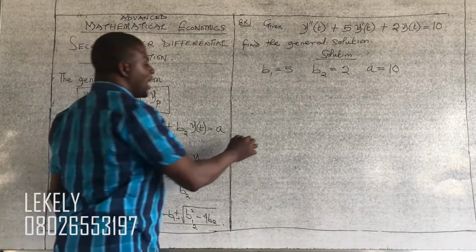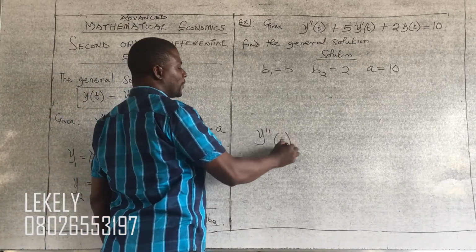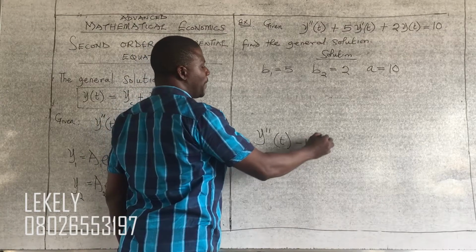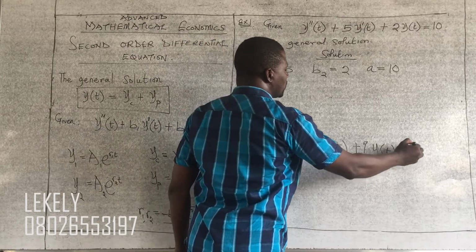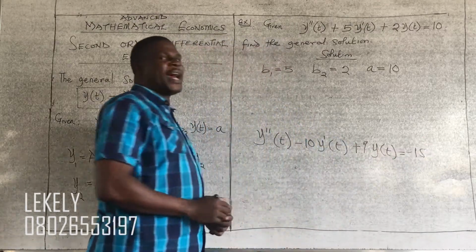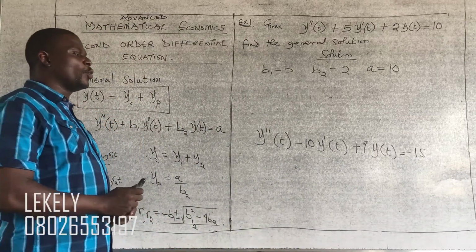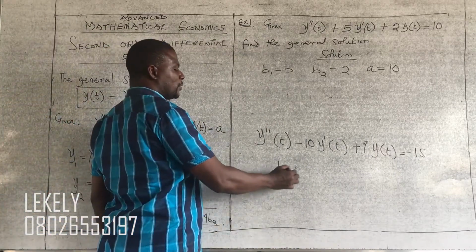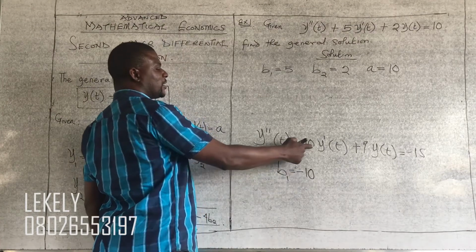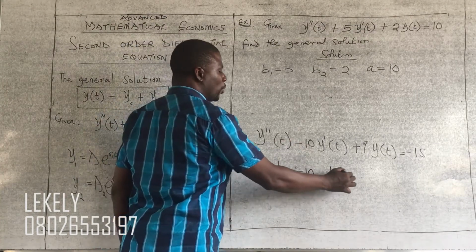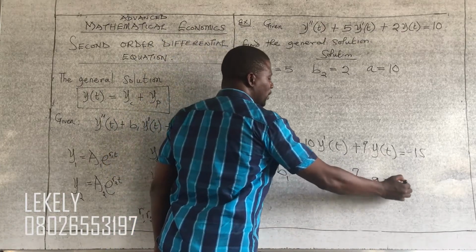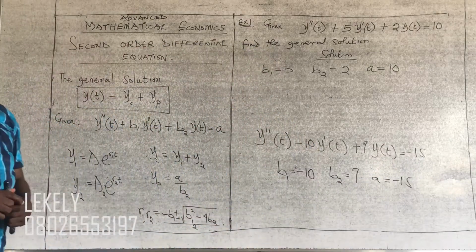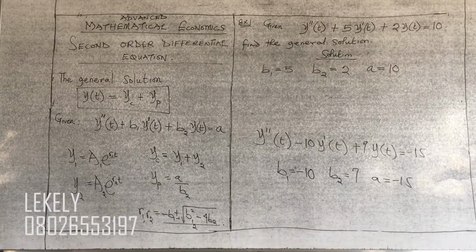That means if, for example, I have y prime prime t minus 10 y prime t plus 7 yt equals minus 15, and I ask you what is my b1? My b1 is minus 10. Not just 10, minus 10. My b2 is what? 7, what I have beside yt. And then my a will be what? Minus 15. You see that?